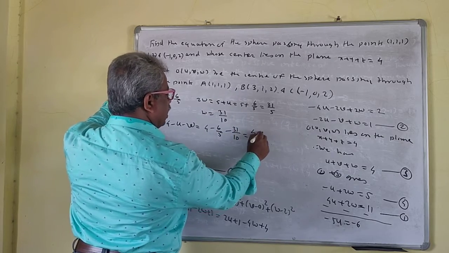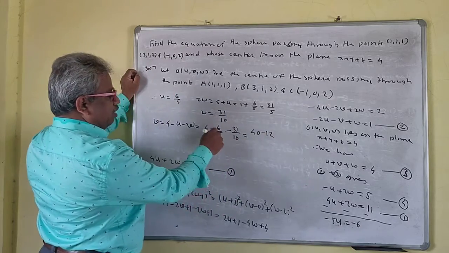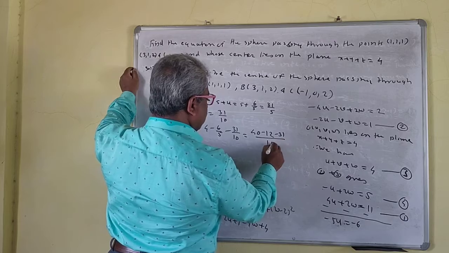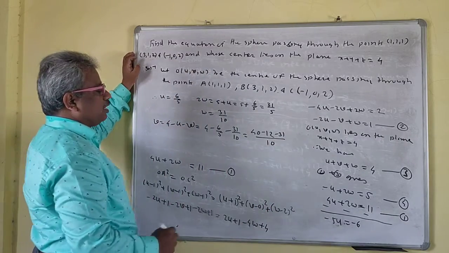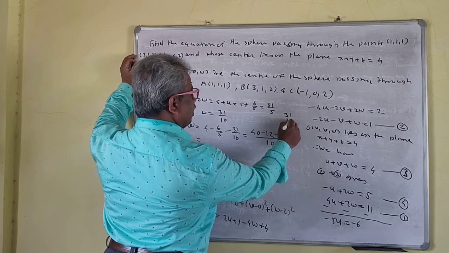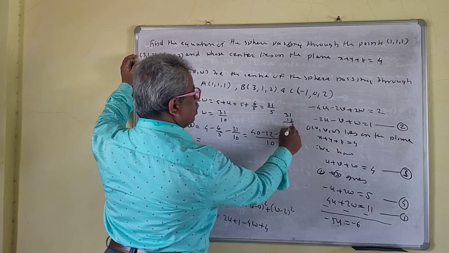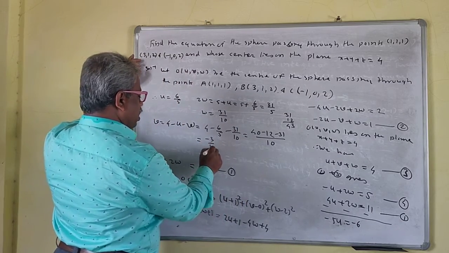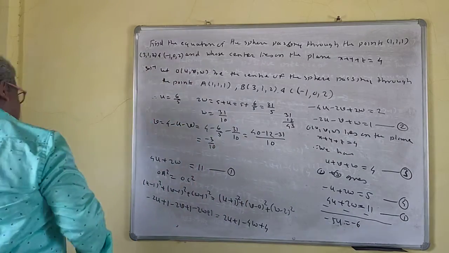40 minus 12, you have to multiply by 10. Here you have to multiply by 2. Minus 31 by 10. So this is equal to what? 31 and 12, so this is 3. This is 43. So minus 3 by 10. So this is minus 3 by 10.